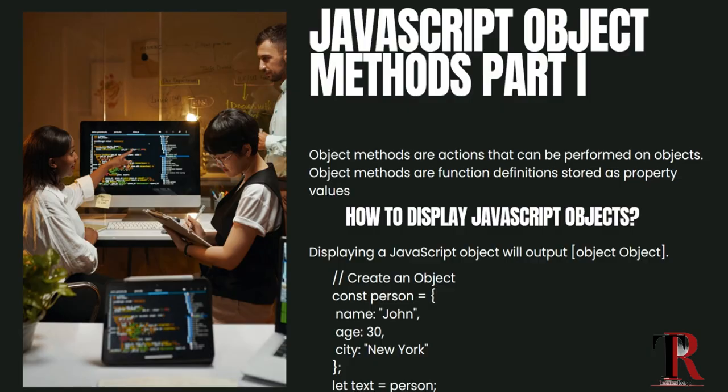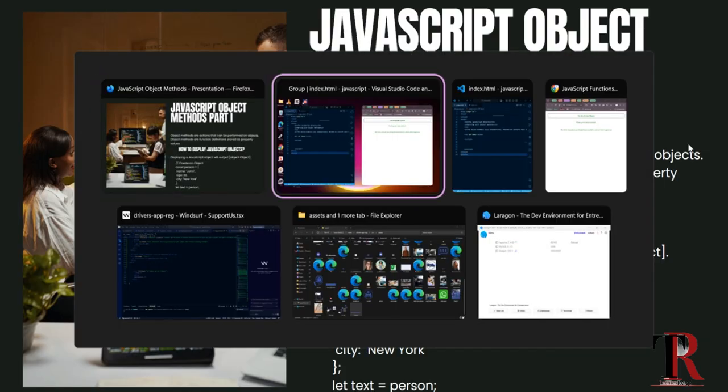How to display JavaScript objects. Displaying a JavaScript object will output an object. Now, if you look at the example below, it is just a simple object of a person, and it contains a few properties for the person: the name, the age, and then the city. So if you try to access the object in the manner that you can see below, just by calling it directly, you will just get an object, and it's not going to give you specifics. Let's see what that means in our code editor.